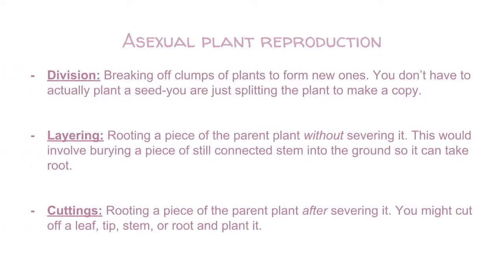However, there are also three ways that plants reproduce asexually. Division, breaking off clumps of plants to form new ones. You don't have to actually plant a seed, you're just splitting the plant to make a copy. Layering, rooting a piece of the parent plant without severing it. This would involve burying a piece of the still connected stem into the ground so that it can take root. Cuttings, rooting a piece of the parent plant after severing it. You might cut off a leaf, tip, stem, or root and plant it.